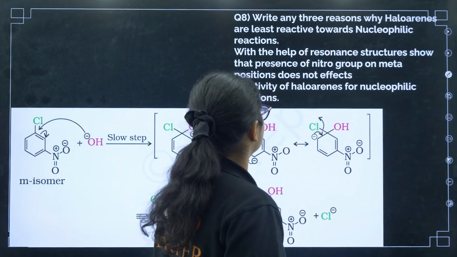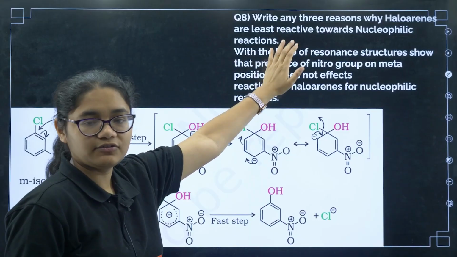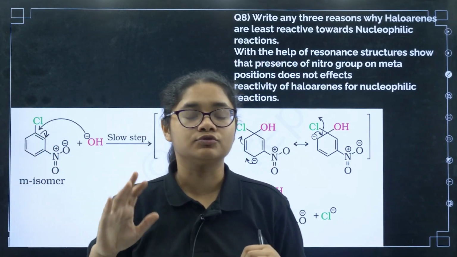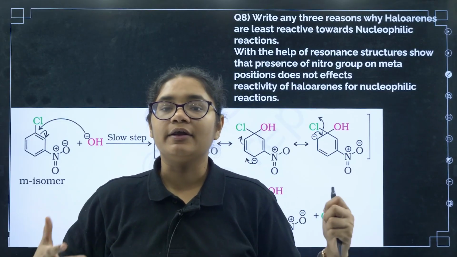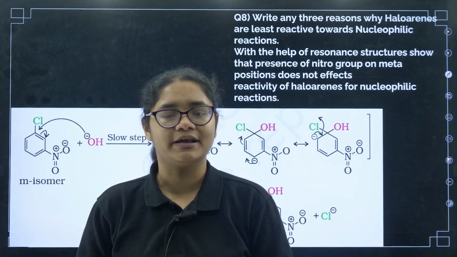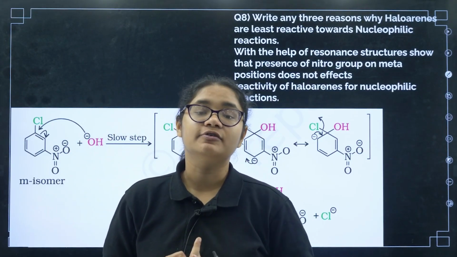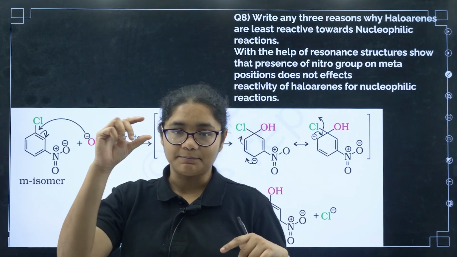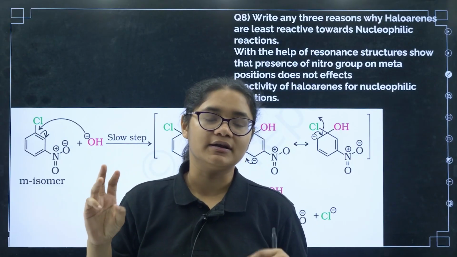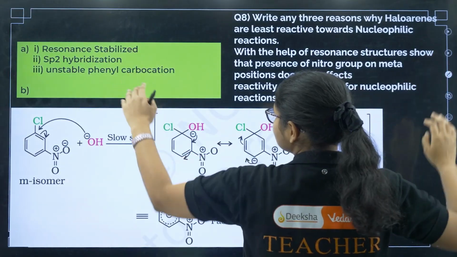Next we have write any 3 reasons why haloarenes are less reactive towards nucleophilic substitution reaction. This question can be asked in a variety of ways, like why SOCl2 cannot be used to prepare chlorobenzene, or why haloarenes are less reactive towards nucleophilic substitution reaction. Any such type of question regarding haloarenes comes, there are 3 reasons. The first one is the partial double bond character, second one is the sp2 hybridization of the carbon, and the third one is the unstable phenyl cation formed. Okay, so you can see these 3 reasons are there.